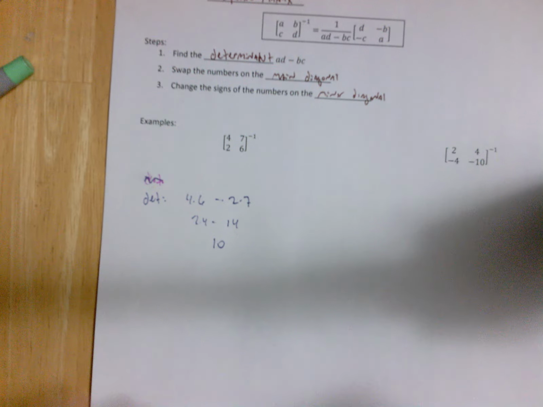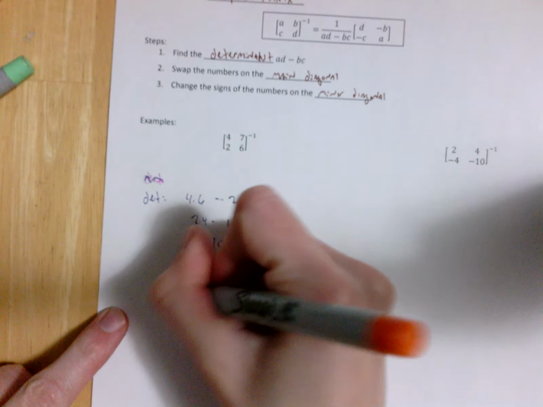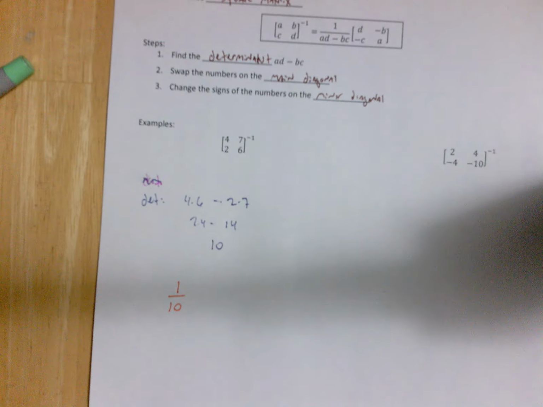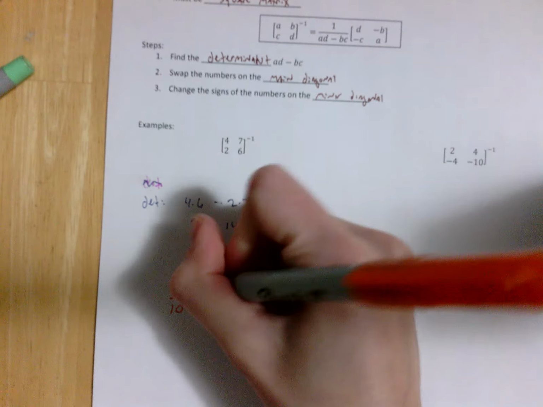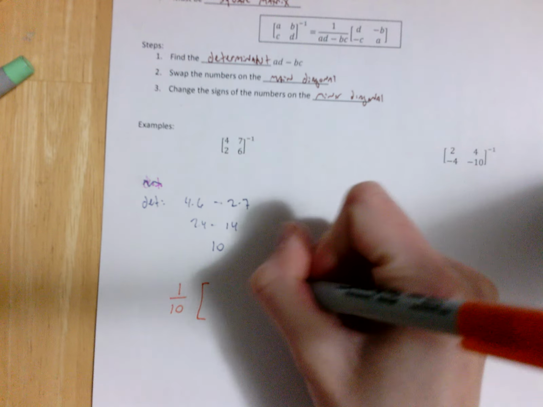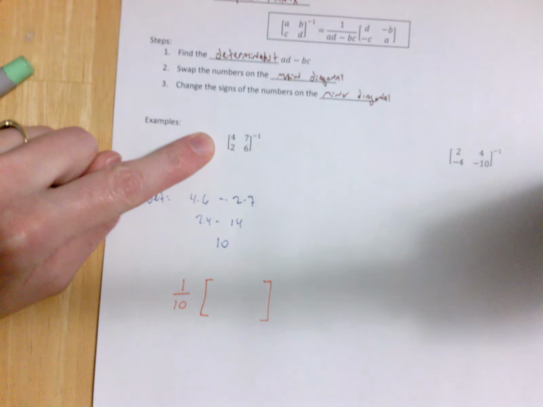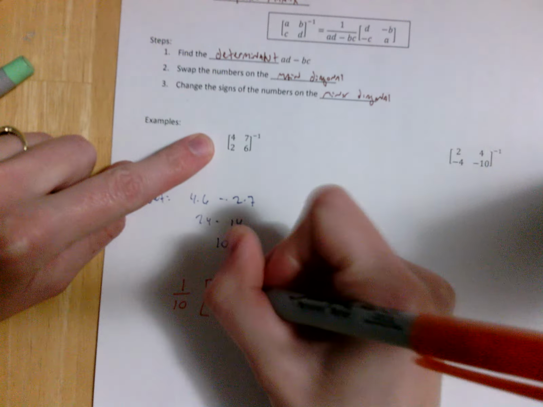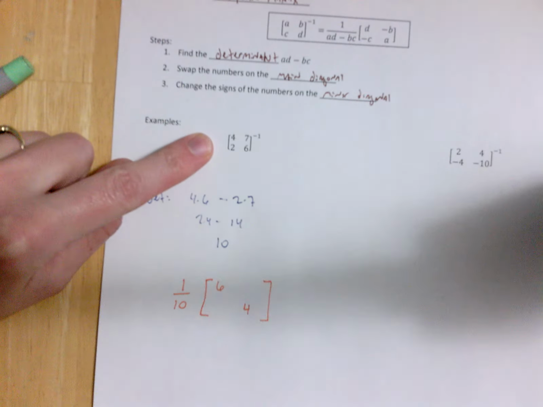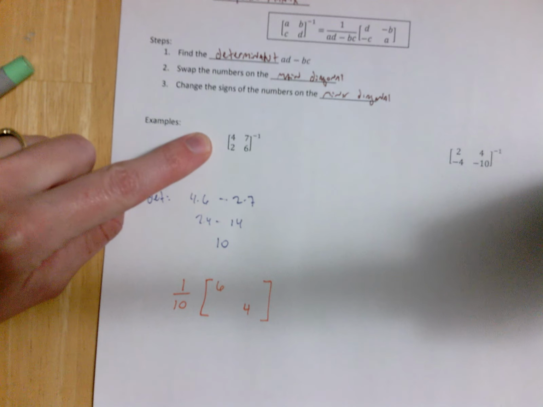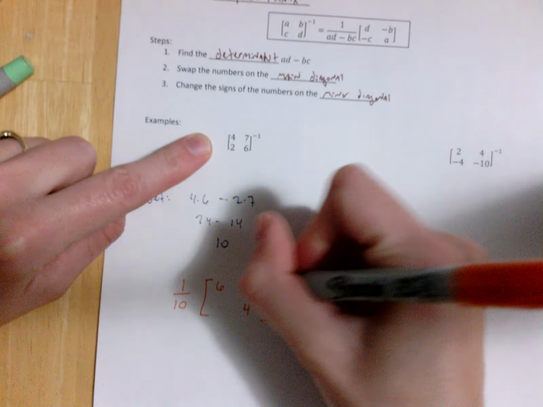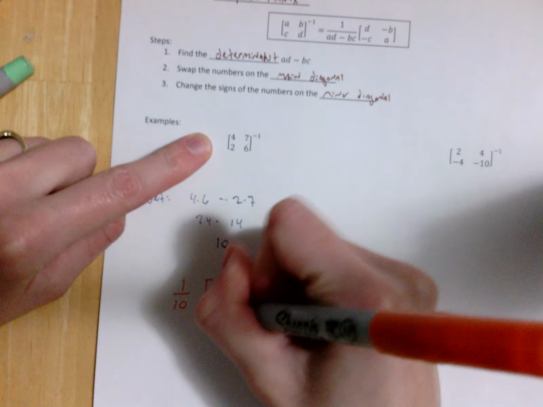Okay, so now we figured out the determinant of our matrix. Now what we're going to do to find the inverse is put 1 over the determinant, so 1 over 10. And then we multiply that by the original matrix, and the first thing I'm doing is swapping the 4 and the 6. So the 6 is now going to be up here, the 4 is going to be down there. And then I'm going to change the signs on the other two numbers, so -7 and -2.